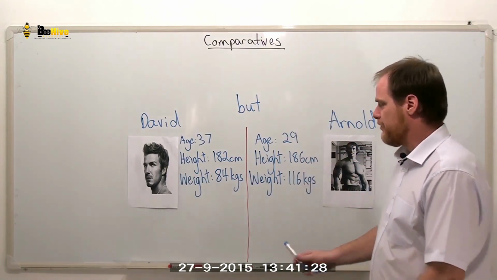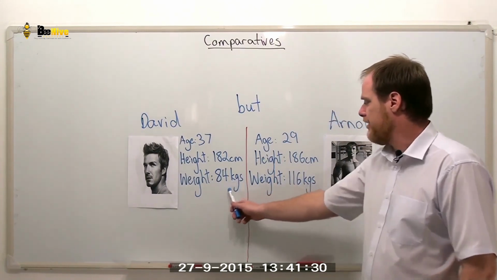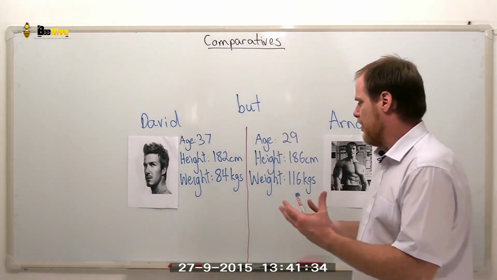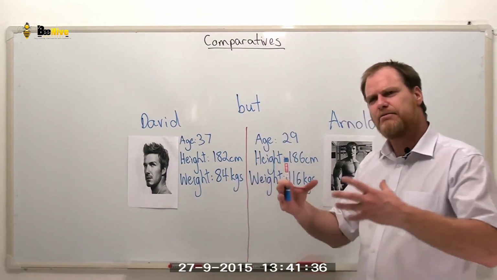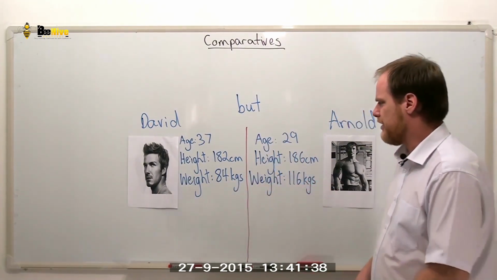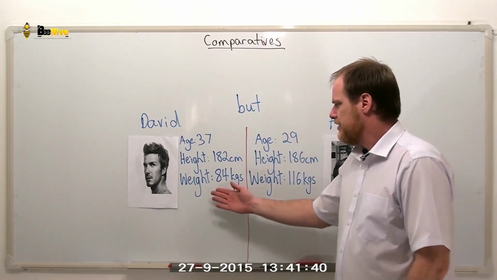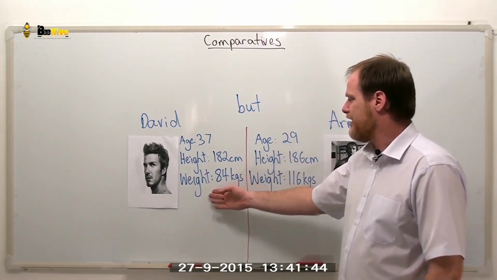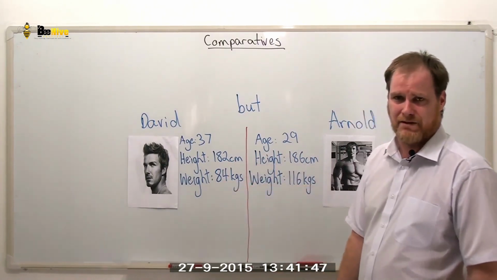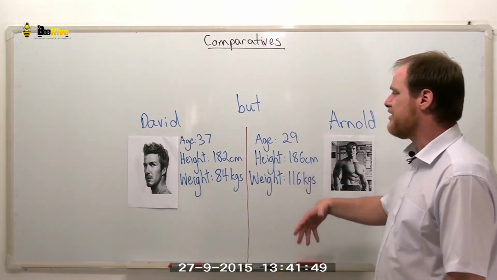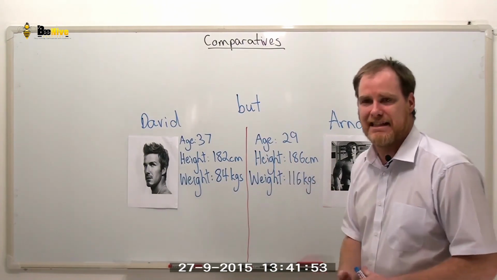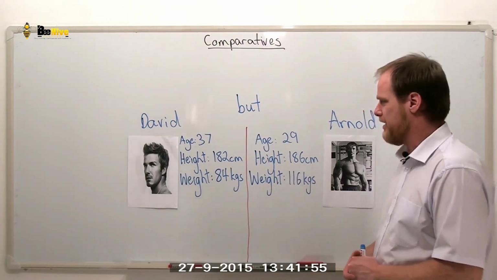Okay? So if you wanted to compare here, okay, we can again use this way. Okay? But I want to say the difference is bigger. So I can say David weighs 84 kilograms, but Arnold weighs much more. He is 116 kilograms. Okay?